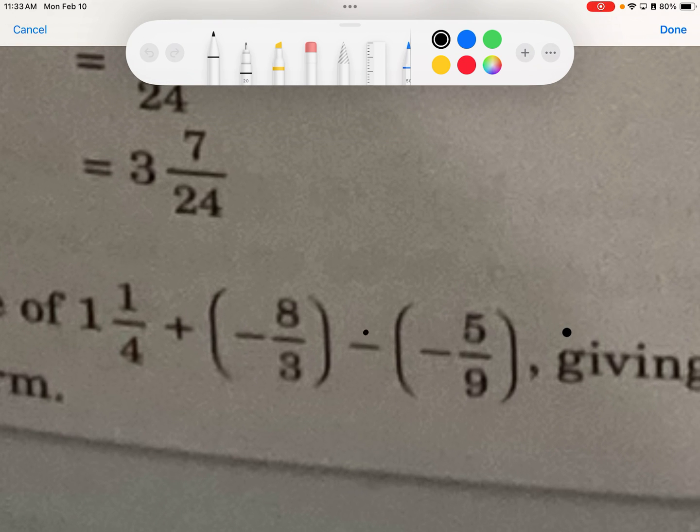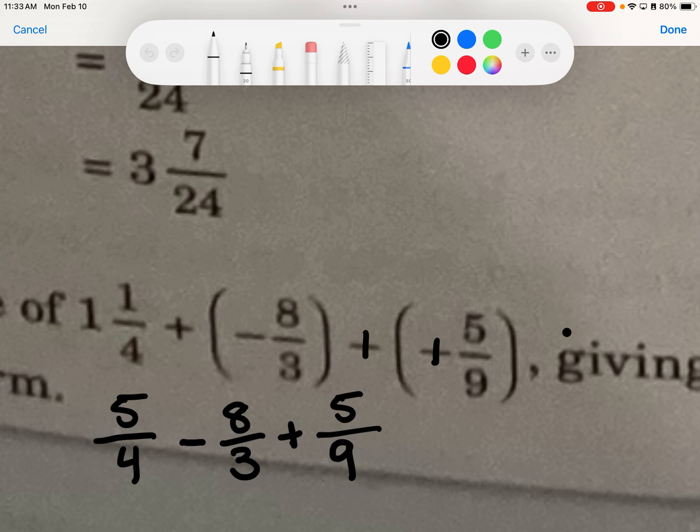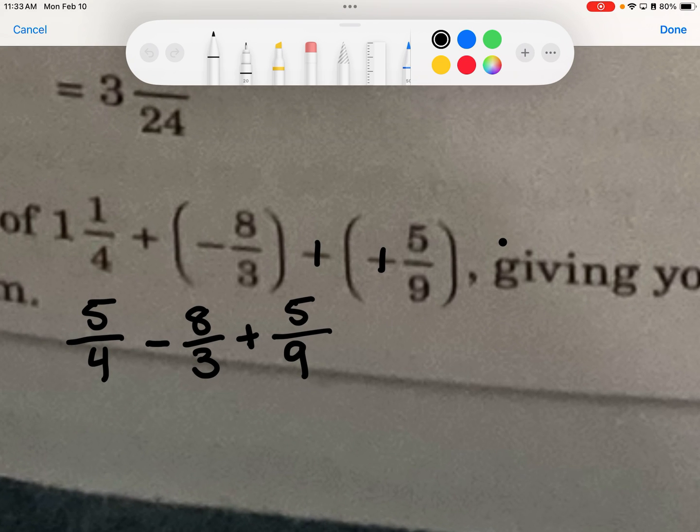36. I'm going to change this, and we're going to change the 1 1/4. So we end up with 5/4 plus, well, we could just do minus 8/3 plus 5/9. Okay, so next our goal is, what is the least common multiple between 4, 3, and 9?